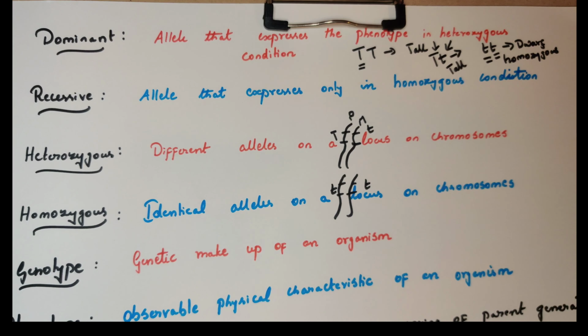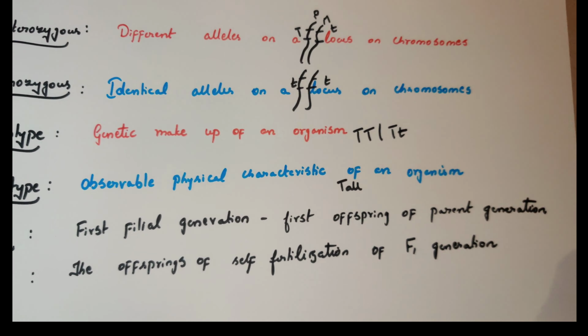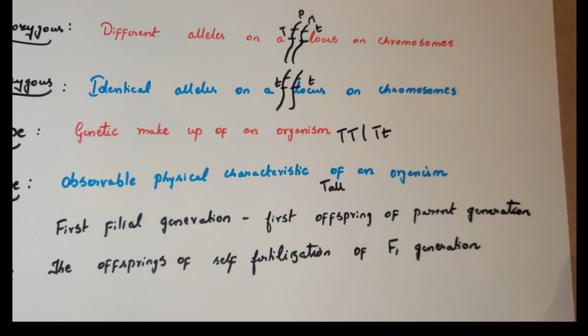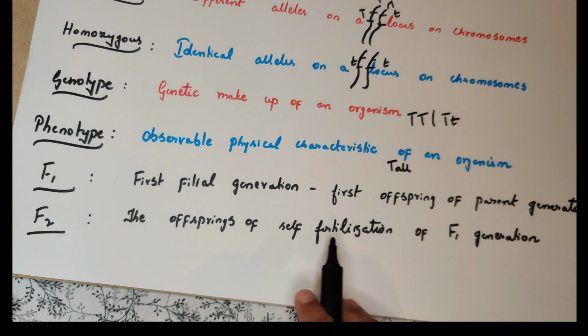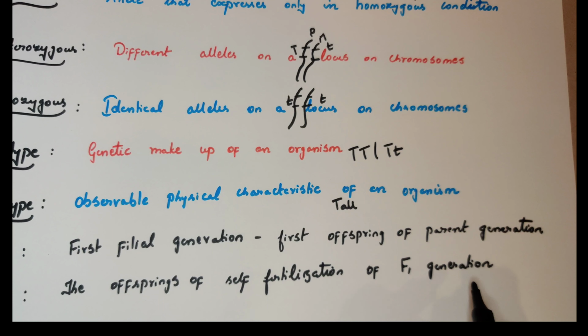Coming to the next one, we will be using this term in the cross, that is F1. What do you mean by F1? It is the first filial generation, that is the first offspring of the parent generation. And F2 means the offspring of self-fertilization of the F1 generation. For you to understand this, we need to work out the monohybrid and dihybrid cross.